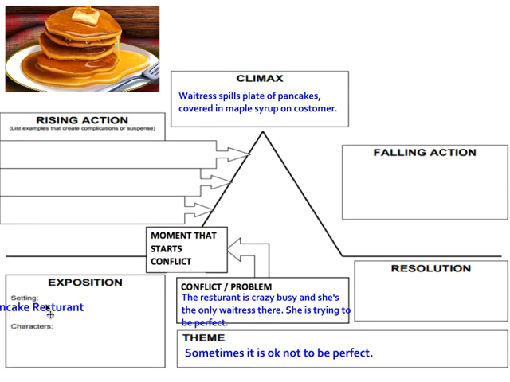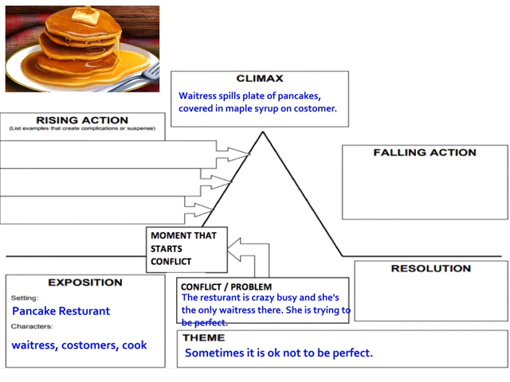So my setting is going to be a pancake restaurant. My whole story is going to take place in a pancake restaurant. I want to make sure that when you think about your story, because we are writing a small moment narrative, your story should only have one setting. It shouldn't change settings, so make sure that that's true. My characters are going to be my waitress, my customers, and the cook.